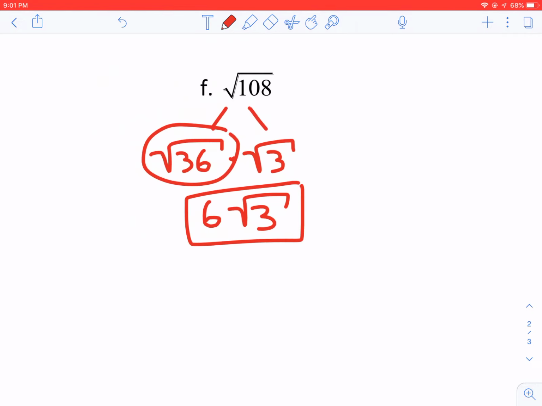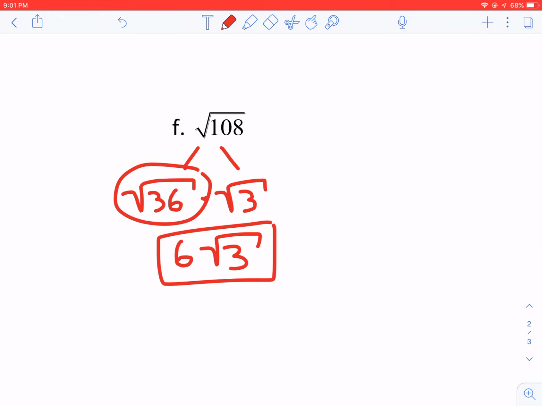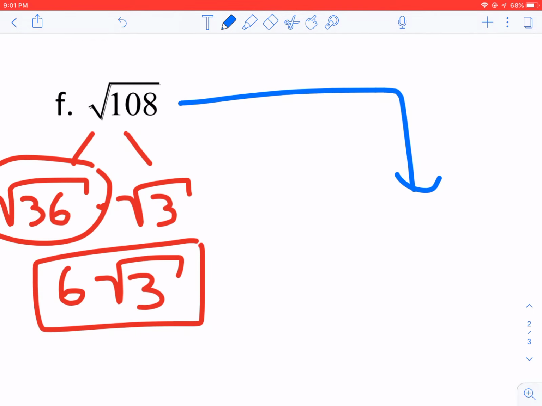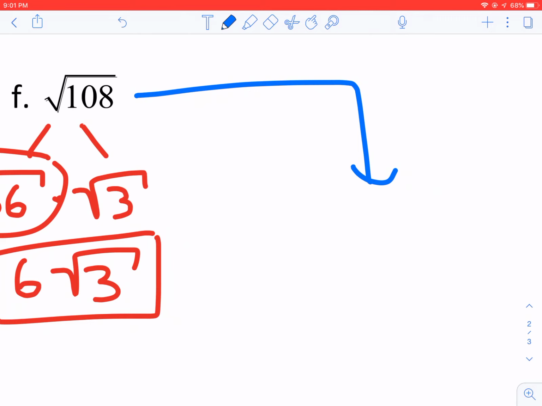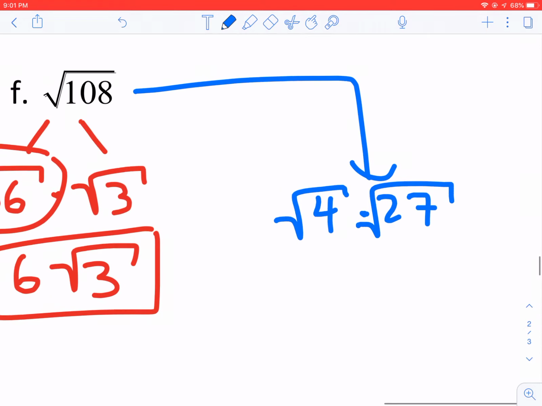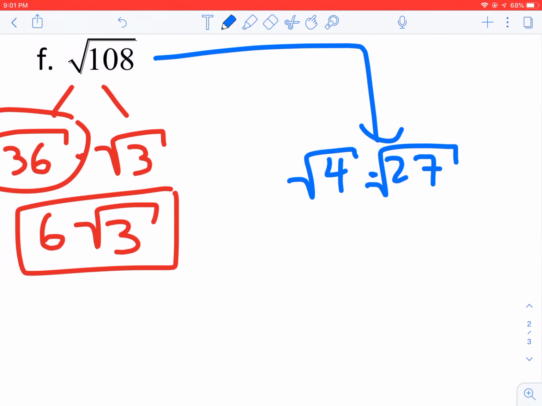All right. I'm going to do this one other way. Let's say you missed 36 by accident and you didn't see that was the largest perfect square, but you found 4 divides into 108. And you found 4 times 27 is equal to 108. So we could break that down to the square root of 4 times the square root of 27. And we're going to get 2 times the square root of 27.